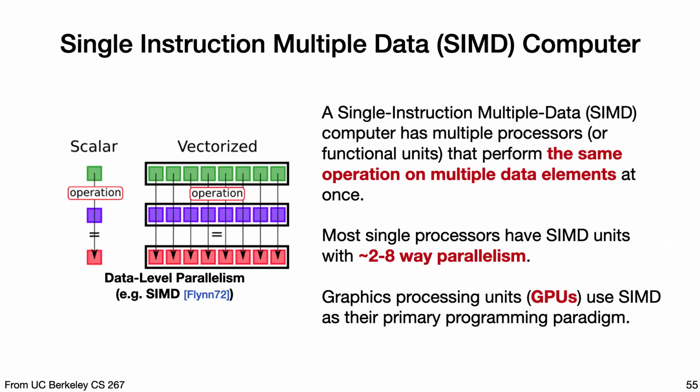Are people familiar with registers? Okay. Normally registers hold one thing, but now you have vector registers which hold 4 or 8 things. You apply the same operation on the entire vector register and you can do a bunch of them in parallel. This is not like multi-threading or multi-core. You can do this on one thread, but it's a kind of parallelism called data parallelism. Most processors have SIMD units with 2 to 8 way parallelism. And you can argue that GPUs are very highly based on SIMD parallelism. GPUs use SIMD parallelism as their main parallel paradigm.